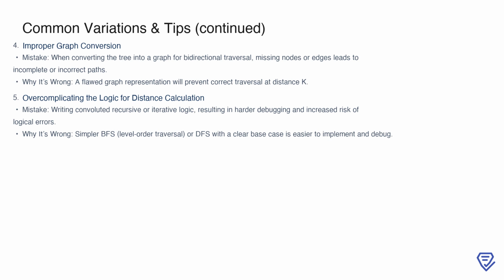Additionally, overcomplicating the logic for distance calculation is a common pitfall. Writing overly complex recursive or iterative solutions can lead to harder debugging and an increased likelihood of logical errors. Instead, sticking to simpler techniques like BFS for level order traversal or DFS with clear base cases will make your code easier to understand, debug, and validate.